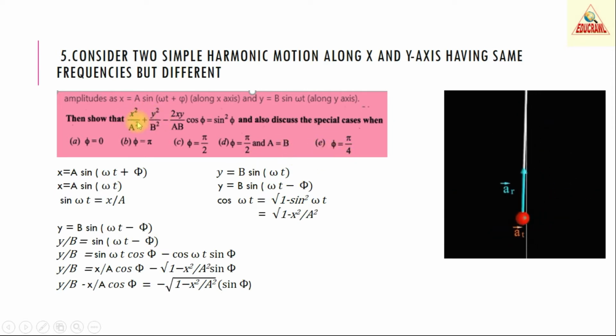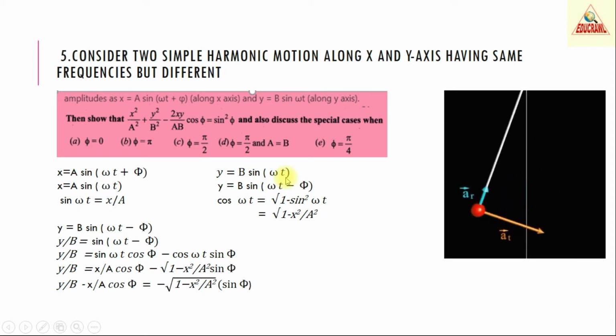So first let us prove the expression x squared by a squared plus y squared by b squared minus 2xy by ab cos phi is equal to sin squared phi. Then we shall substitute the special cases. So first let us write the expression for x and y separately. x is given as x equal to a sin(omega t plus phi) and y is given as y equal to b sin omega t.